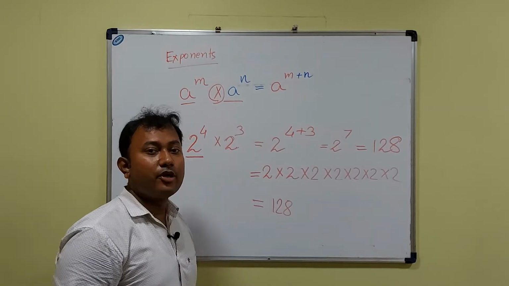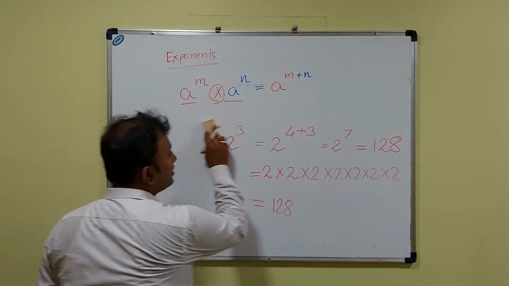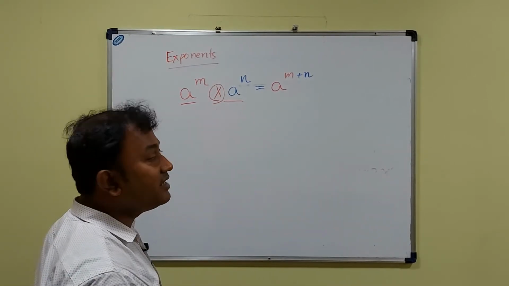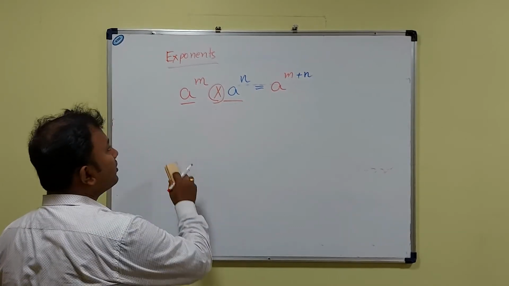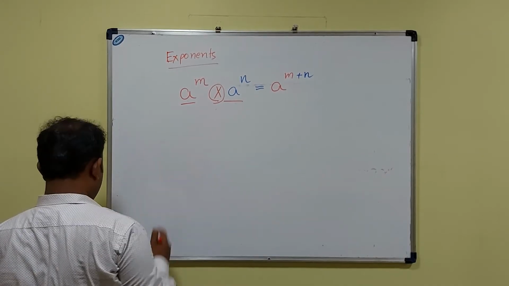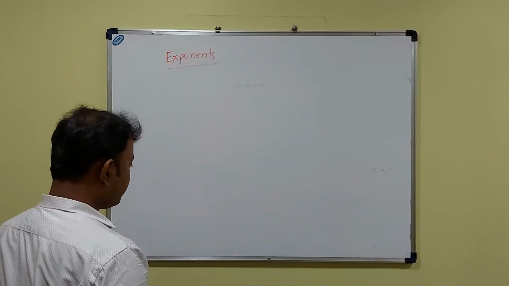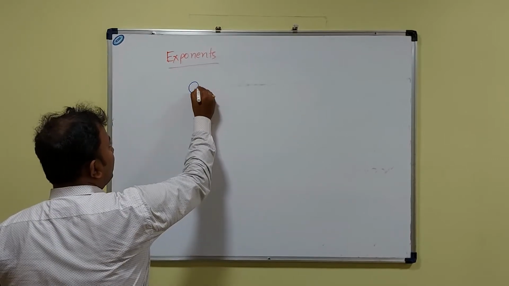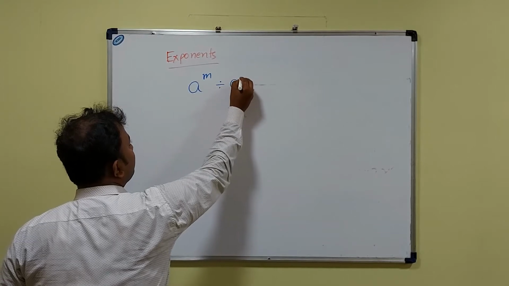So let's proceed to the next law of exponents. The previous law is also called the multiplication rule or multiplicative law for exponents. Now the next law is a to the power m divided by a to the power n.